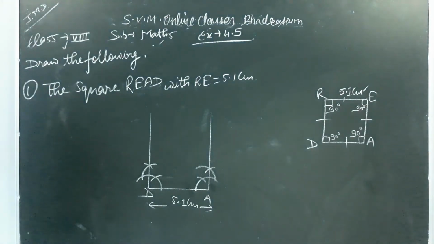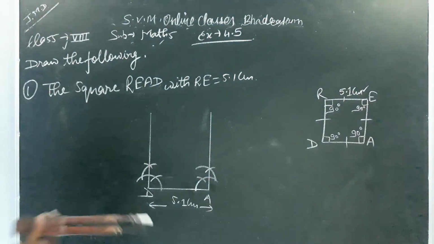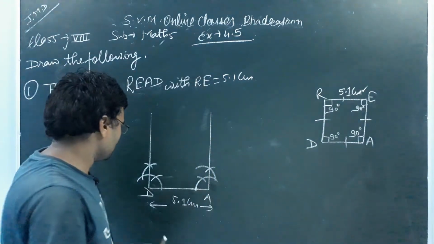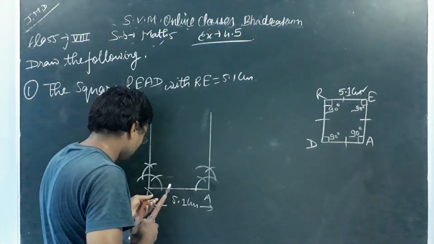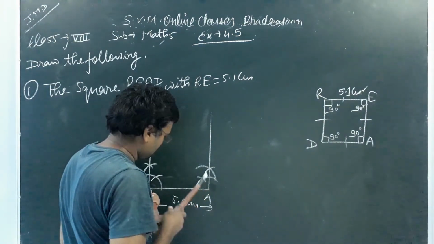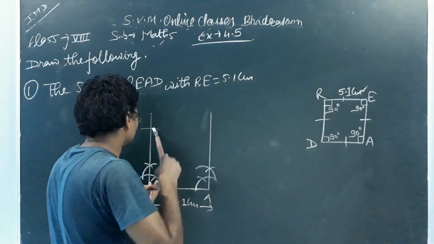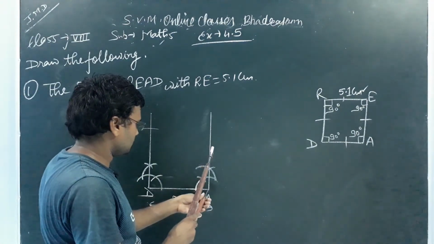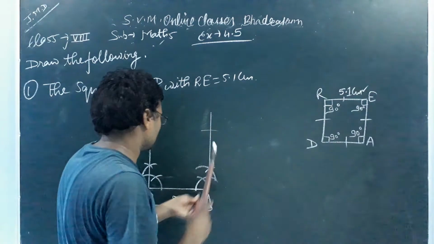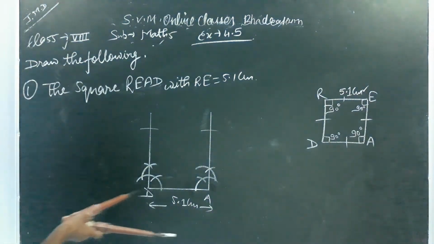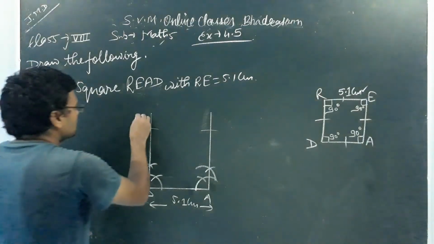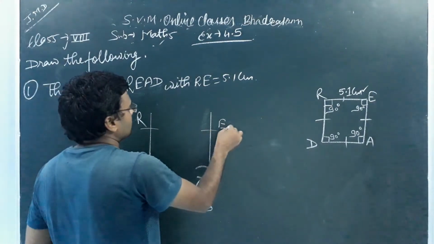Okay, now all the sides of this quadrilateral are of measurement 5.1, so we will make an arc of measurement 5.1 from point D. This is our arc of measurement 5.1 from point A, again 5.1. This is D, this is A, this is R, and this is E.